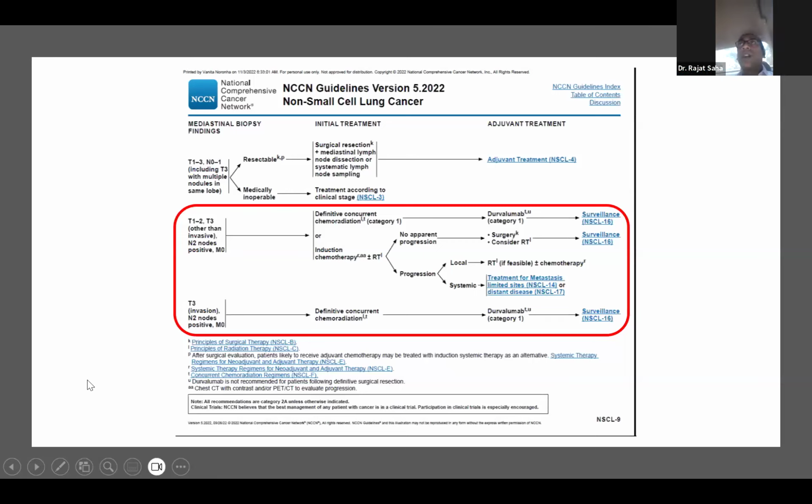PS of 2 means definitely she may not tolerate the concurrent chemotherapy radiation therapy protocol. Nowadays, we also have options of chemo immunotherapy combination. So we will definitely also further do the PD-L1 assessment just to see the eligibility for immunotherapy. And if she's eligible for immunotherapy, then we would like to add on immunotherapy to the chemotherapy. So that's another treatment option which we can do: chemotherapy plus immunotherapy.